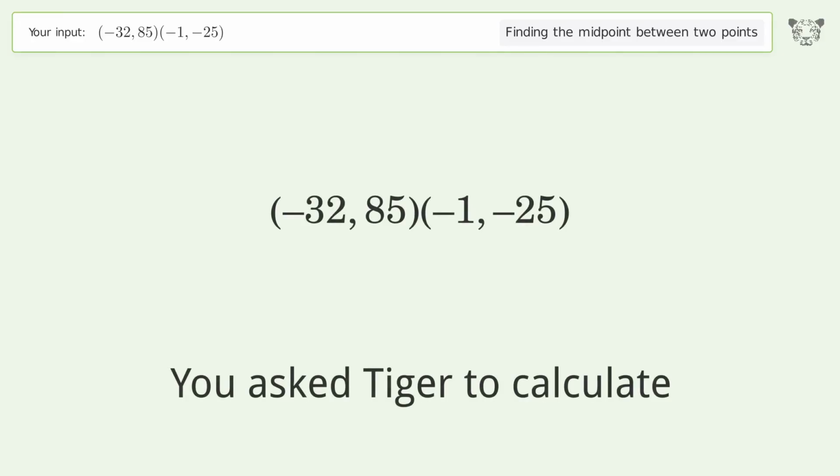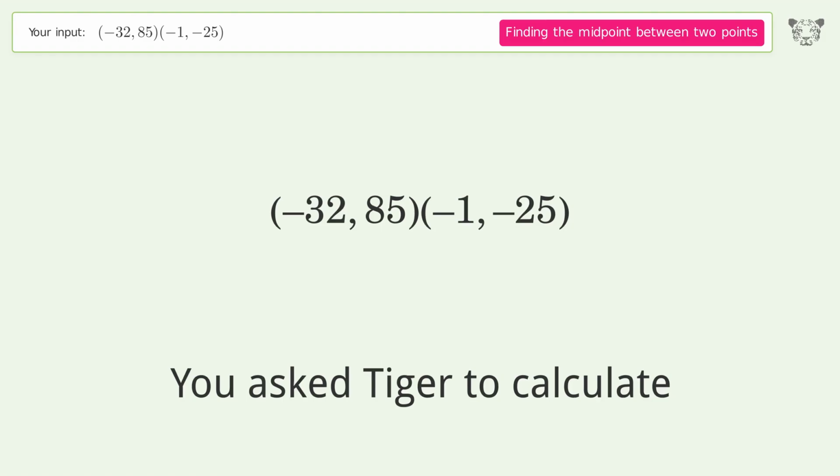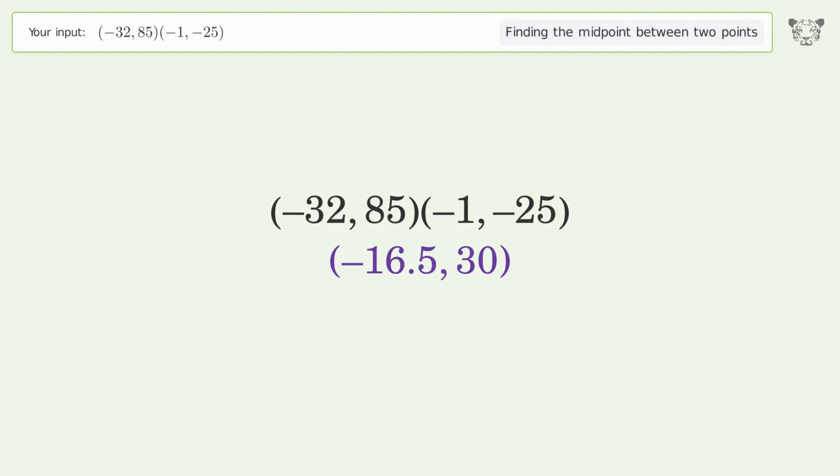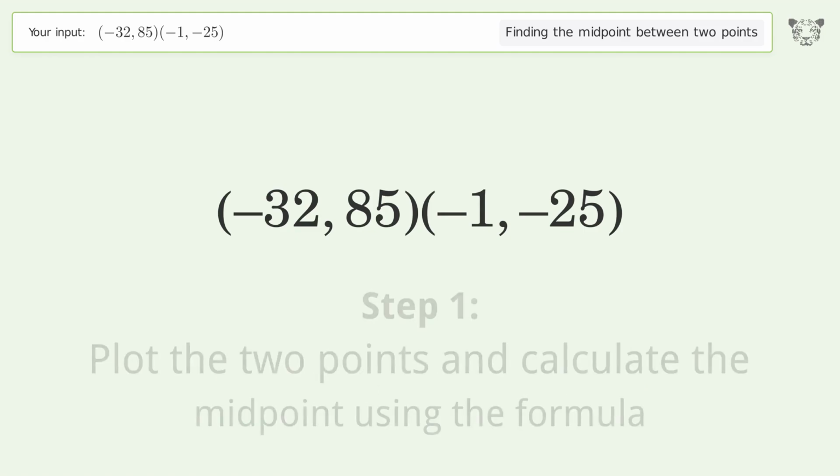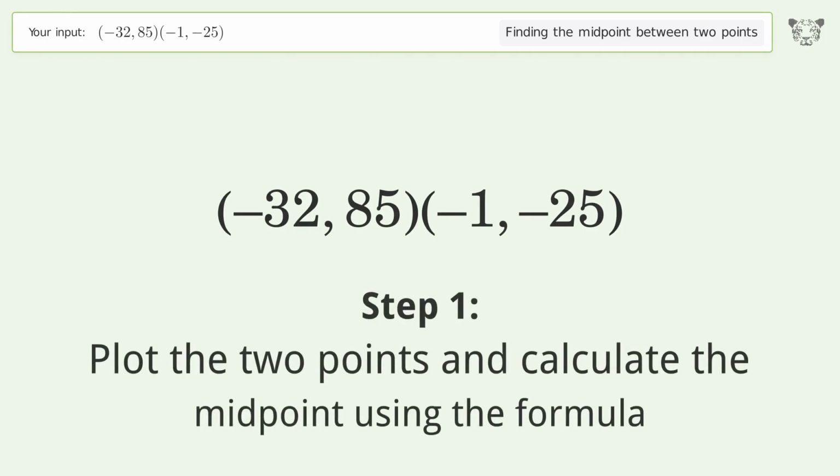You ask Tiger to calculate. This deals with finding the midpoint between 2 points. The midpoint between the 2 points is -16.5, 30. Let's solve it step by step. Plot the 2 points and calculate the midpoint using the formula.